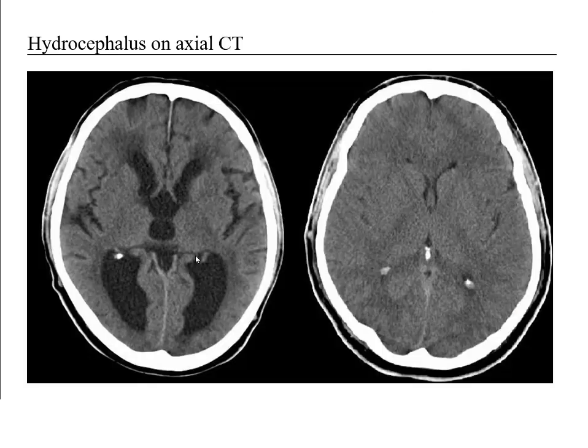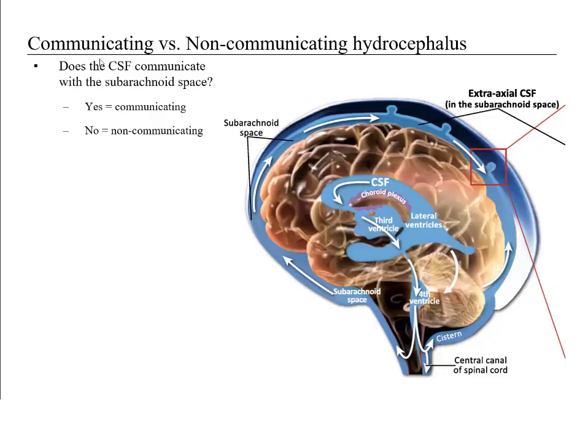Here is hydrocephalus on a CT scan. We're looking at an axial CT, and you can see enlargement of the ventricles here, and here is a neurotypical brain. What is the difference now between communicating versus non-communicating? So communicating hydrocephalus occurs when the flow of cerebrospinal fluid is blocked after it exits the ventricles.